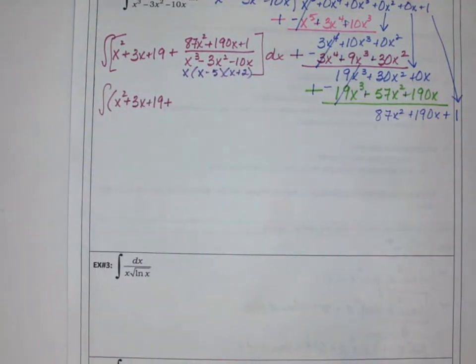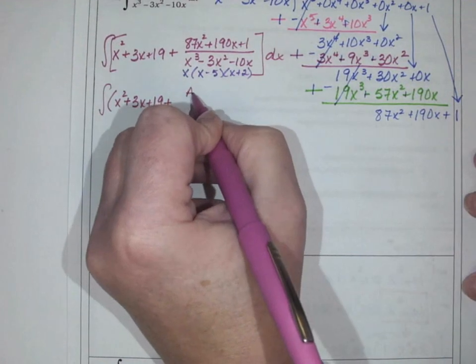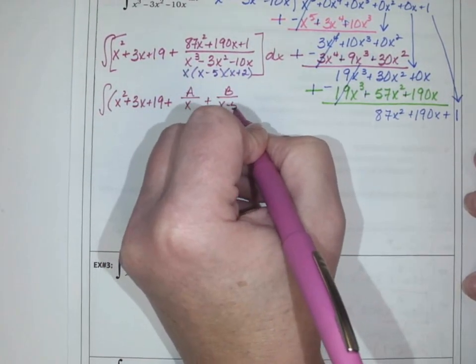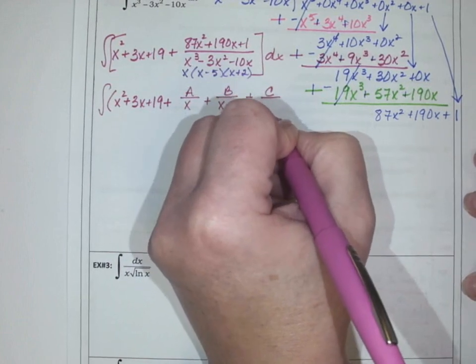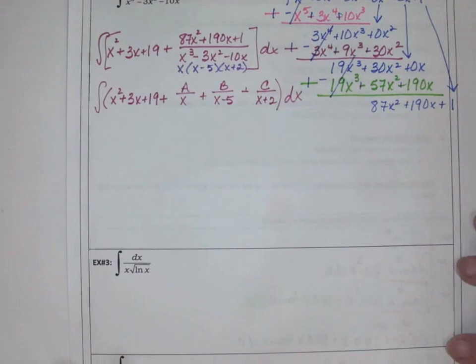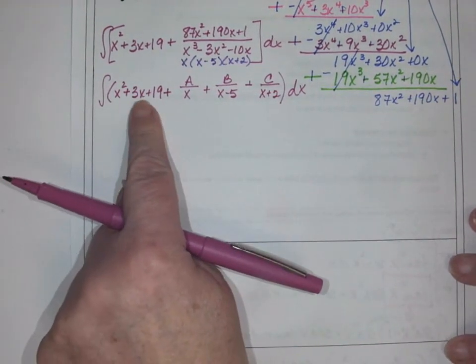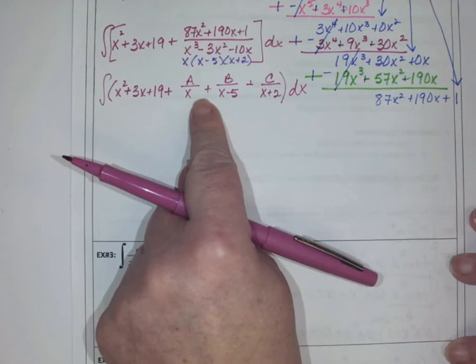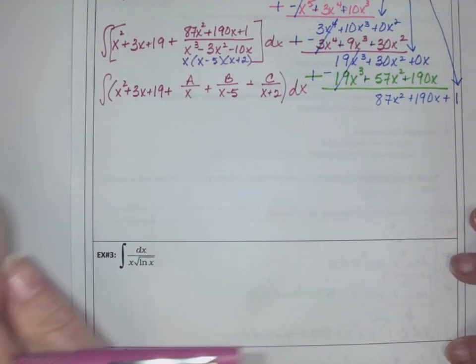If you factor it, take a second to make sure you know how to factor that. So it's going to be A over x plus B over (x minus 5) plus C over (x plus 2), dx. Now, this first part, the quotient, is really easy to integrate. So what we're going to be working on now for a moment is this fractional piece right here.